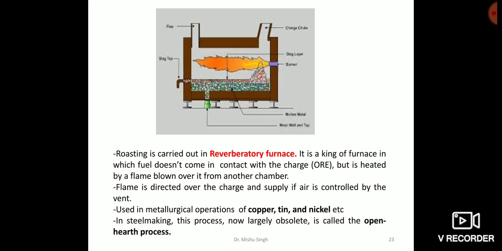It's a kind of furnace in which fuel does not come in contact with the charge. The flames are directed from the roof of the furnace onto the charge, and air supply is controlled by the vents. During roasting, air vents are kept open, while during calcination, air vents are either partially or completely closed.